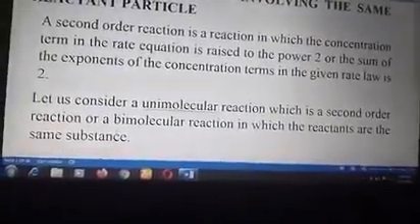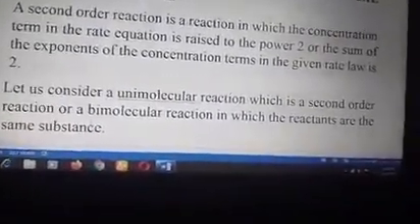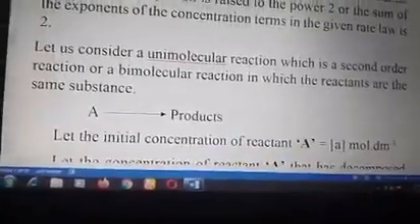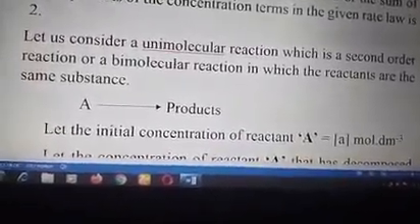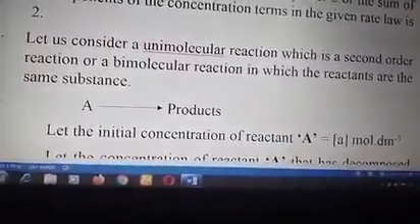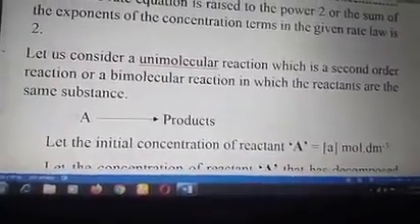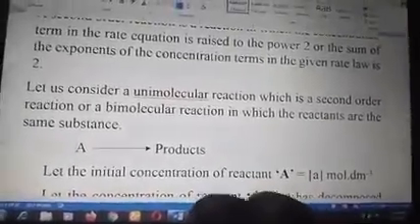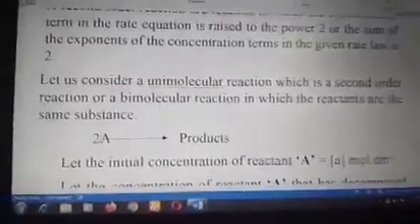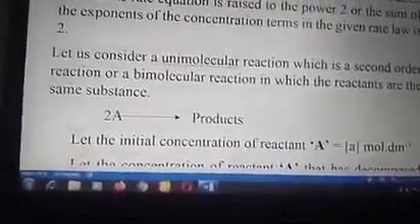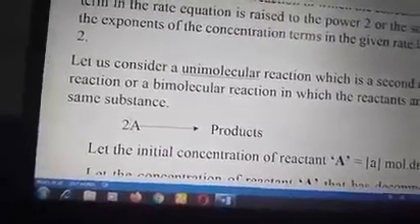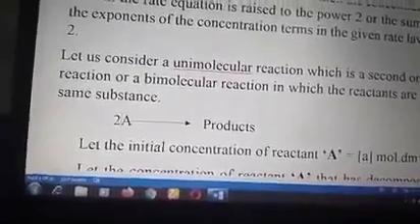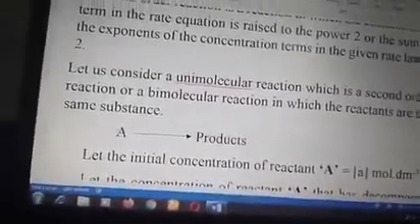Then let us consider a second order reaction, or a bimolecular reaction, in which the reactants are the same substance. Look at that expression, A going to product. That is a unimolecular reaction, because we have only one particle of A in the reaction. But I can still make it bimolecular by putting 2 in front of A. So it now becomes a bimolecular reaction of the same kind of substance. So we are looking at how to derive the second order integrated equation for this kind of reaction.